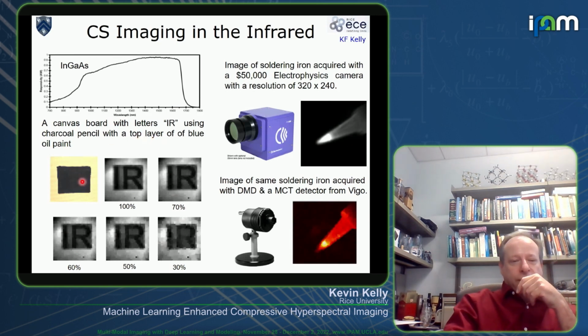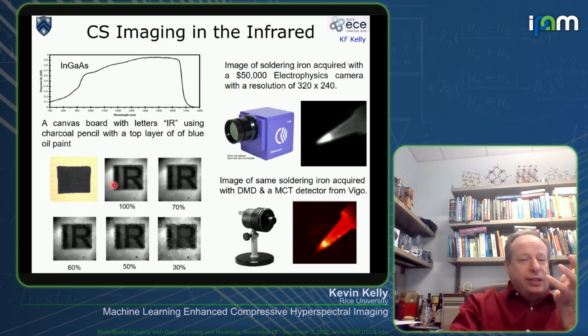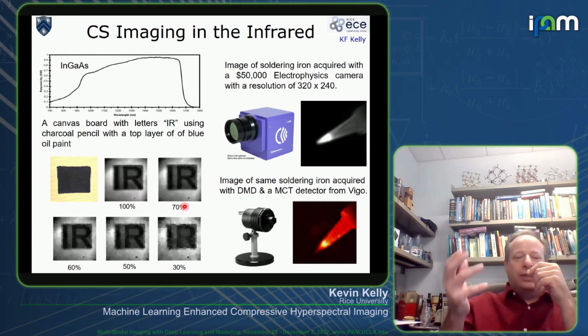And the cool thing about the shortwave infrared and the midwave infrared is you can see things that you can't normally see. And so this is black, dark blue oil paint over graphite pencil, and invisible, you can't see the underlying graphite pencil. But with compressive imaging, you can see this. And this goes way back, but I also like to use this to illustrate.